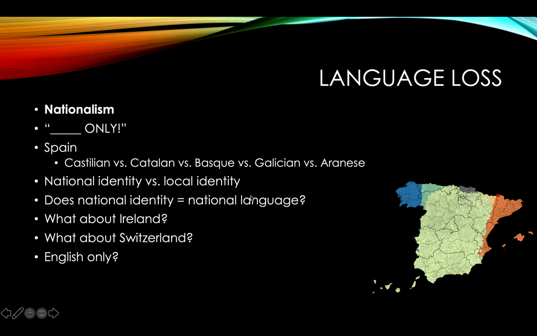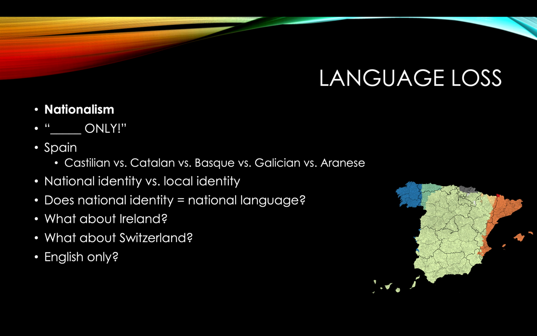So when different areas in one country have different identities tied to their languages, sometimes, like in Spain, it can cause violence. Other times, like in Switzerland, it doesn't. And there are 4 national languages in Switzerland. And so it's really specific to different places. So does national identity equal a national language?